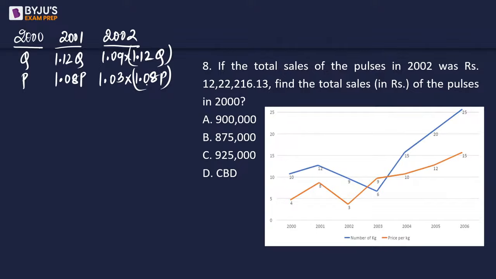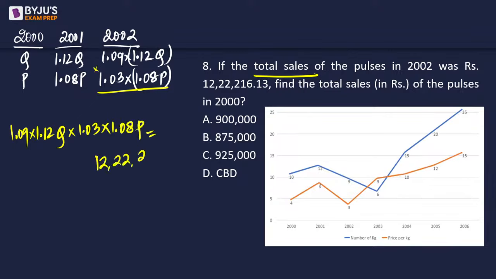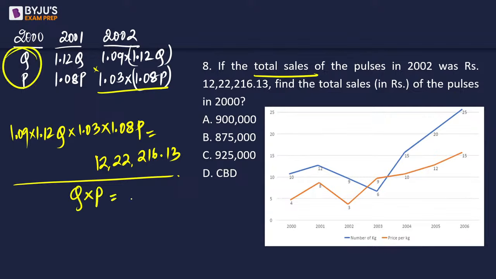Now, as per the question, it is given that total sales, मतलब इनका product, बोले तो 1.09 into 1.12 Q into 1.03 into 1.08 P, is given as 1222216.13. Question is, find the total sales of pulses in 2000. So 2000 में total sales of the pulses should be Q into P चाहिए मेरे को. What is Q? I don't care. What is P? I don't care. All I care is कि simplify करके I should get the combination of Q and P.